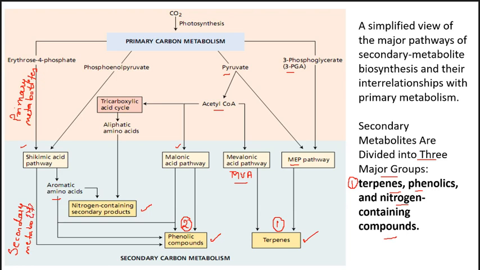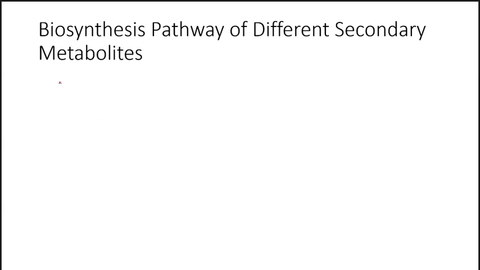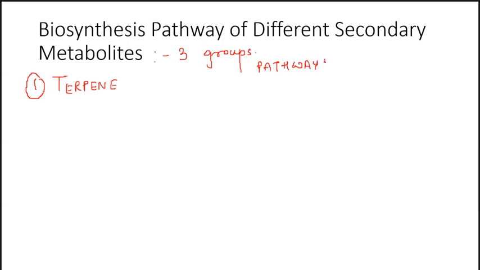Okay, now if we summarize the biosynthetic pathways of three different types of secondary metabolites. The first type of secondary metabolite is terpene. So there are three groups. Okay, so here I write the name and here the pathways by which each is synthesized. Now this is very important to know because questions come directly from this topic.